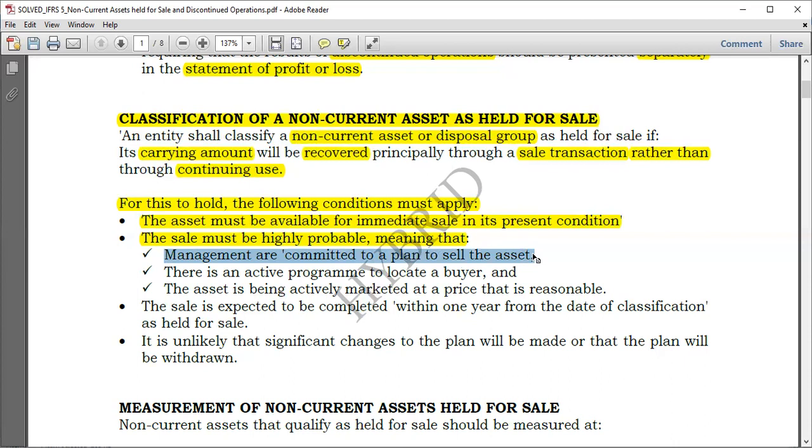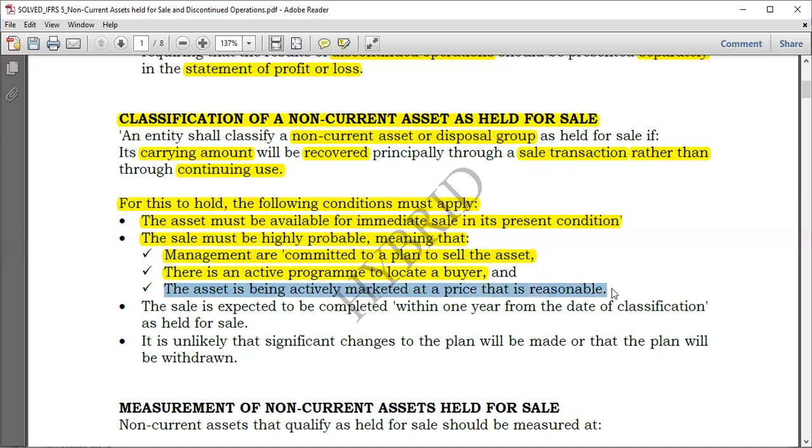Of course, management are the ones that will decide whether to sell an asset or not. So management have shown a commitment. So no issue with the management, which is the company side, but also there is an active program to locate a buyer. We do not just say, oh, I'm holding it for sale, but it just stays there. But also we say that the asset is being actively marketed at a price that is reasonable.